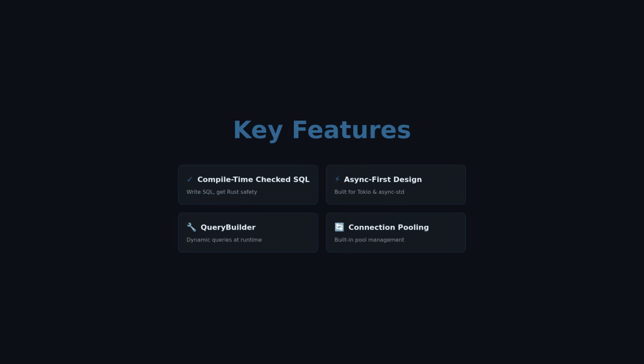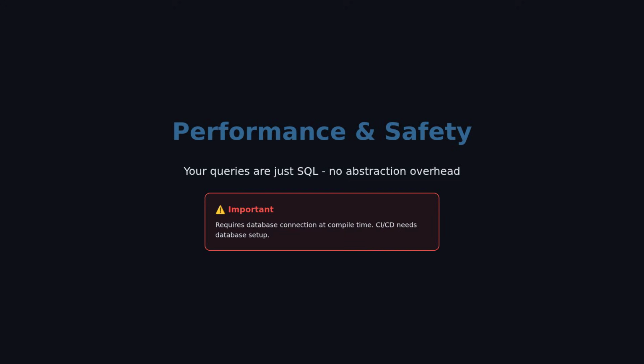Fourth, connection pooling and migrations. SQLx has built-in connection pooling. For migrations, you typically use SQLx CLI, which provides migration management. How does SQLx perform? SQLx is fast. Your queries are just SQL. There is no abstraction overhead. The compile time checking happens at build time, not runtime.